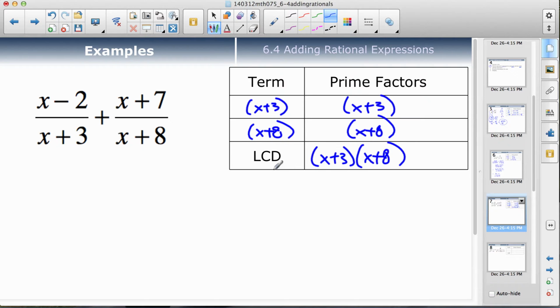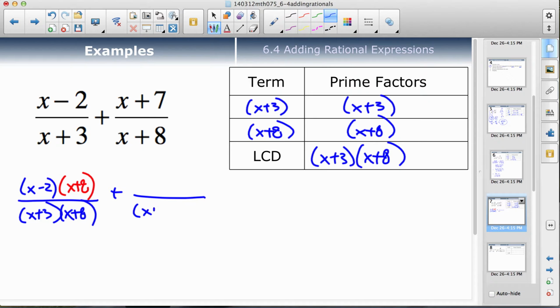Once you get onto these, they'll go fairly quickly. So this term here, I need to change so it has an x plus 3 and an x plus 8. Okay? It started with an x minus 2, and so the bottom one started with an x plus 3. I added this x plus 8 in there, and so if I did it on the bottom, I also have to do it on the top. Okay, now let's do the next one.